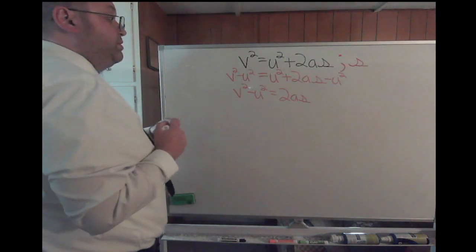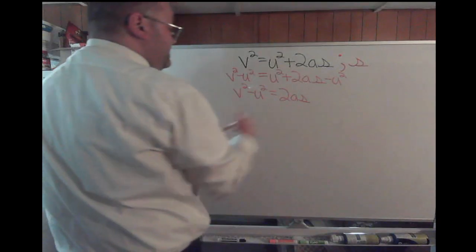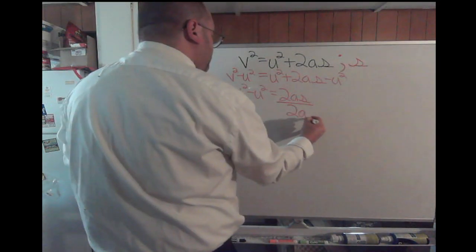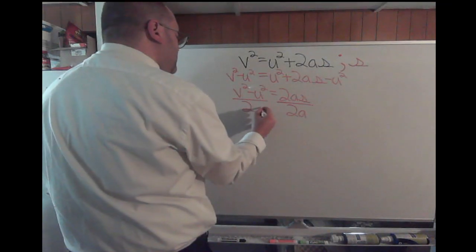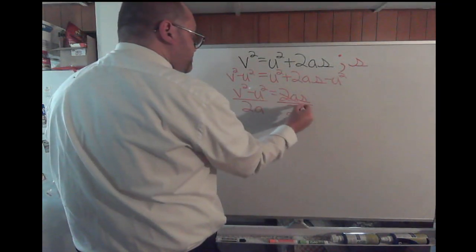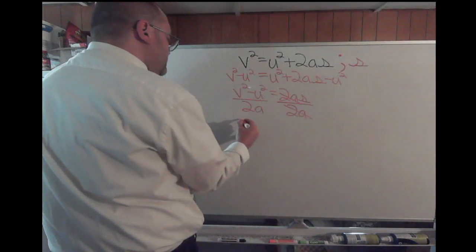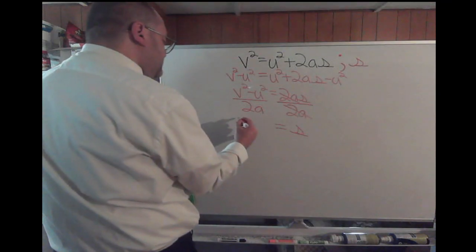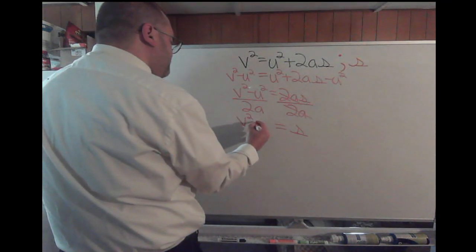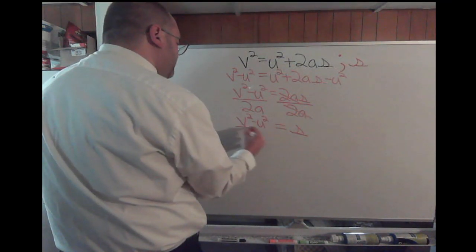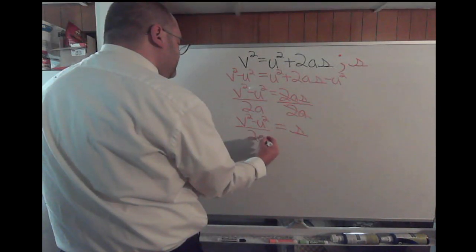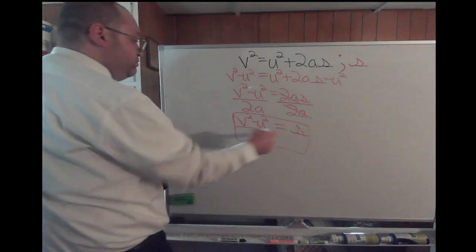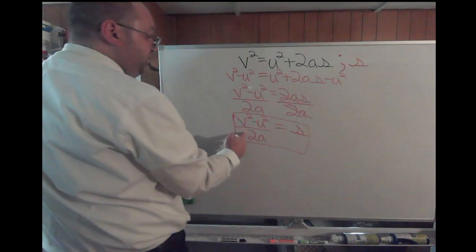Okay, well, we have 2as, we want to solve for just s. To do that, we just divide both sides by 2a. On the right side, your 2a's will cancel out, so you'll just be left with s. On the left side, you'll have v squared minus u squared over 2a, since nothing cancels out there. So s, therefore, is equal to v squared minus u squared all over 2a.